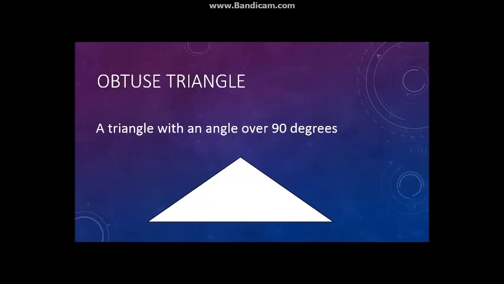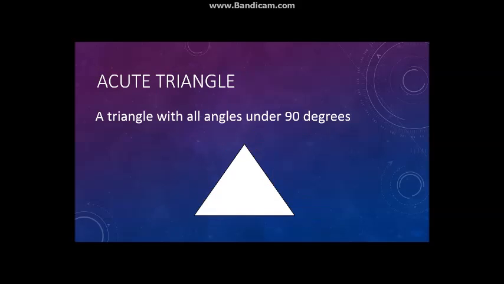An obtuse triangle is a triangle with one angle over 90 degrees, but then these two will be under 90 degrees. An acute triangle is a triangle with all angles under 90 degrees. So this is under, this is under, and this is under.